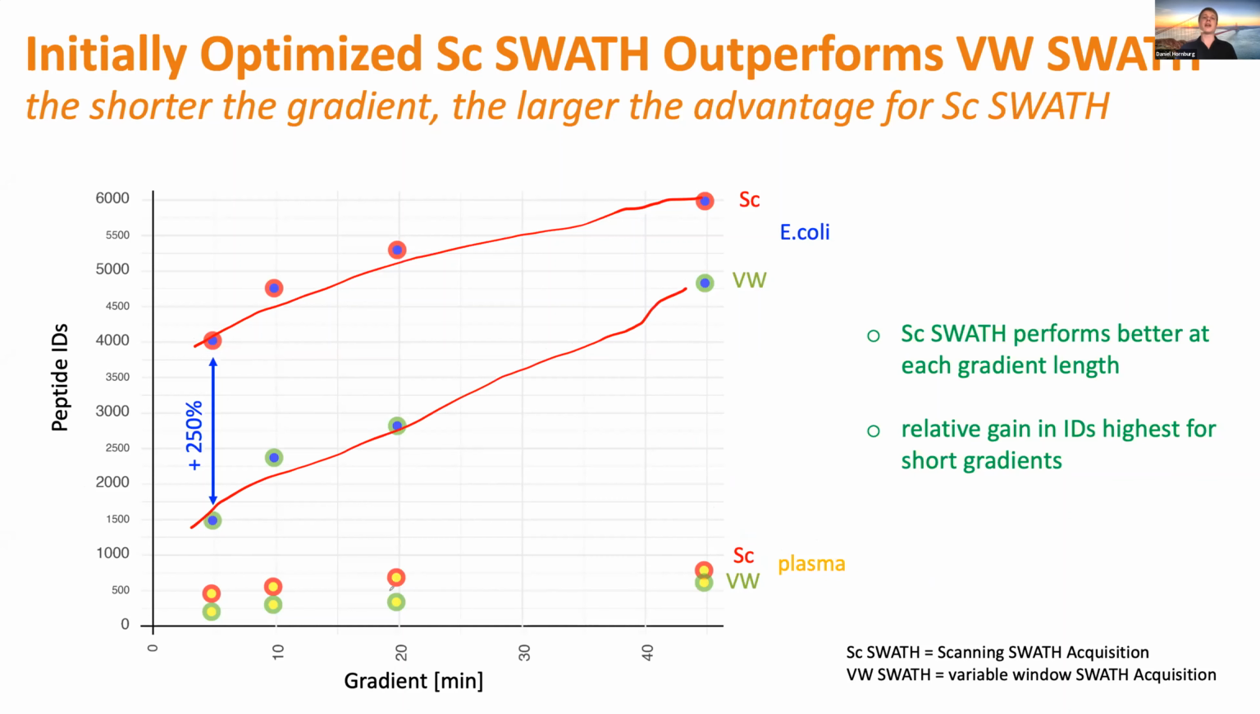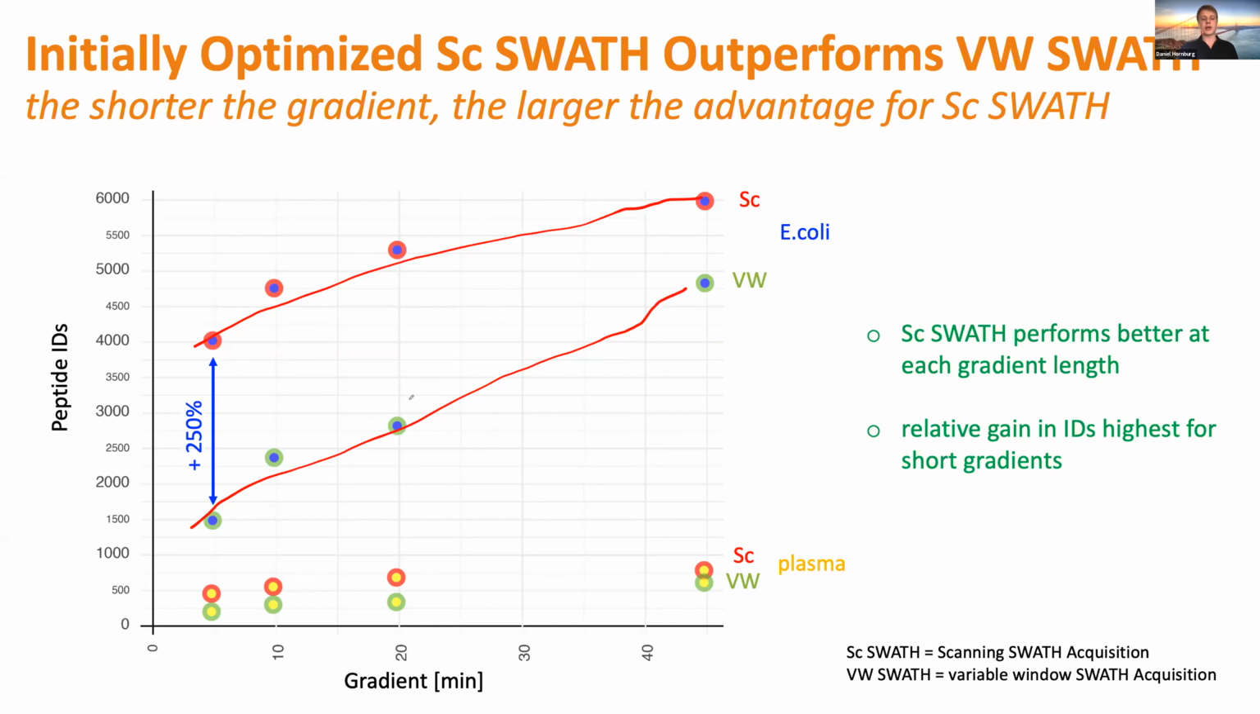Of course, in the plasma we have fewer features, especially since we mix both together, which makes the sample even worse, right? Another take-home message is that the biggest win in terms of relative differences we see for scanning SWATH when we go down to 5 minute gradients, which is kind of expected because we lose this specificity, and therefore in the end also the sensitivity, in the variable window approach.